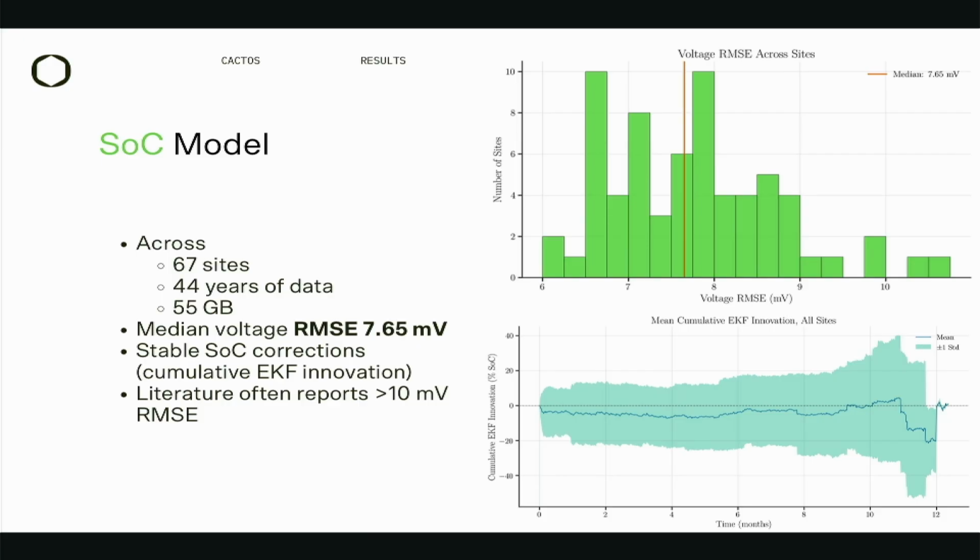On the right, you can see a histogram of the voltage RMSE values across all the sites. The median voltage RMSE is only 7.65 millivolts, which is extremely low. Literature often reports over 10 millivolts RMSE or even tens of millivolts. Then below that, this plot basically shows that the estimates are quite stable over time. If they weren't, then there would be a lot more fluctuations in that bottom plot.